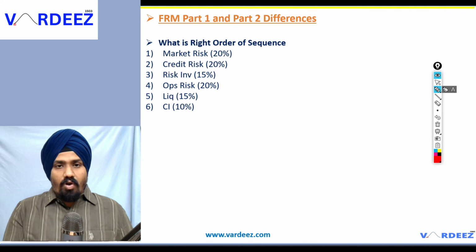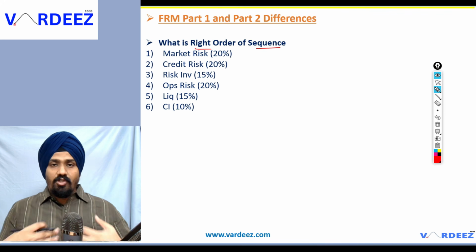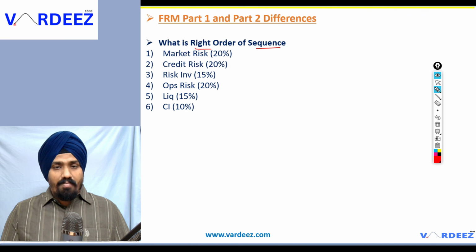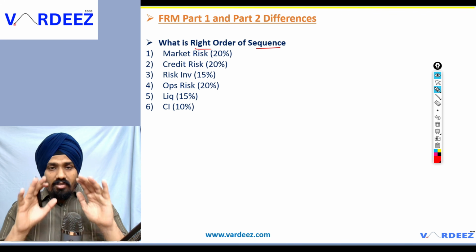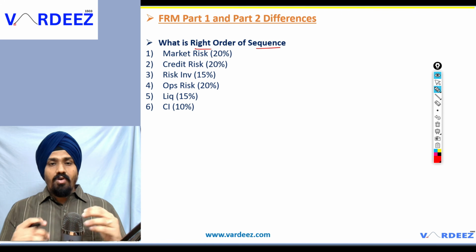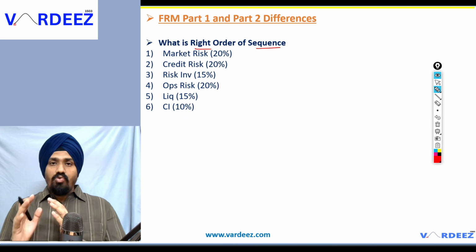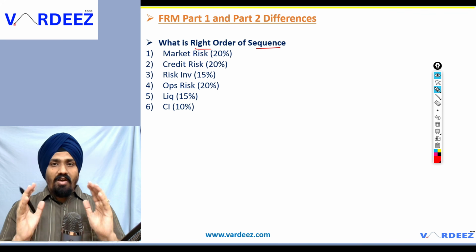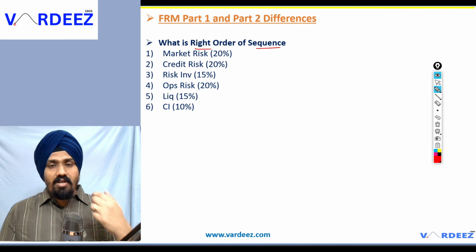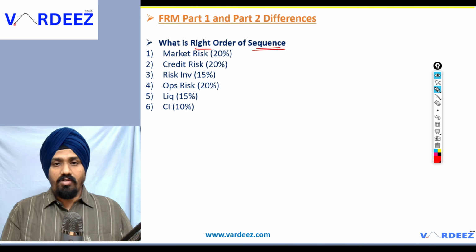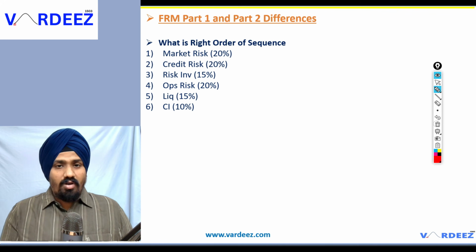Moving on to what should be the right order of sequence. Since you're starting out your FRM Part 2 prep, again, this is not a roadmap video. I'm going to create a separate video for the FRM Part 2 roadmap. This is just on the normal FAQs that you may have on your mind. What should be the right order of sequence? Well, first, let me talk about the weightages.